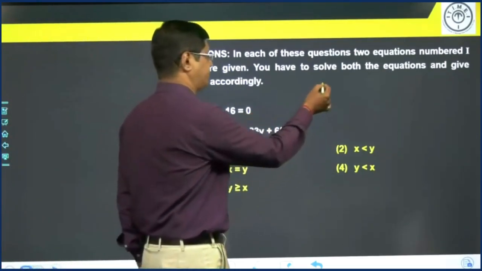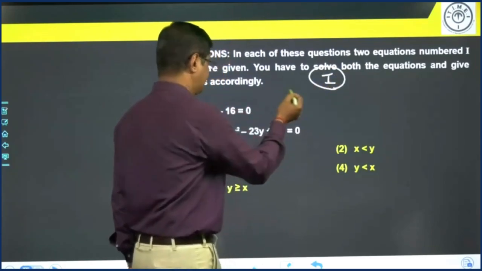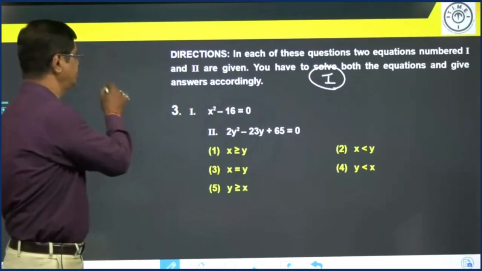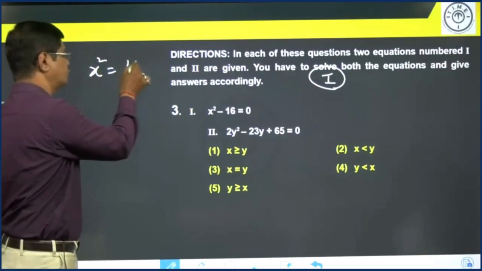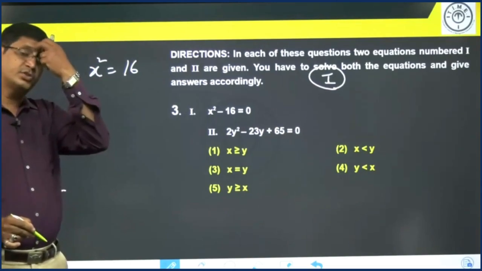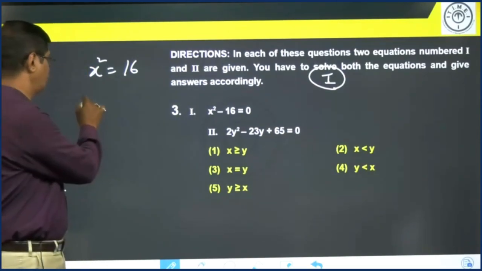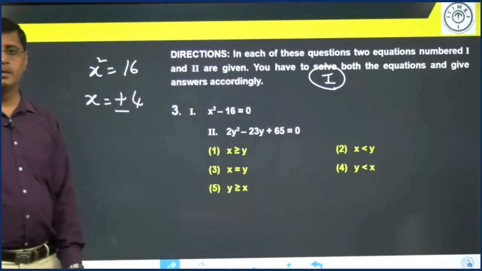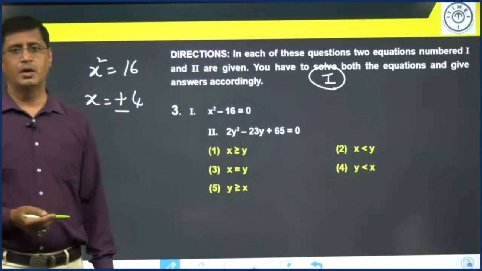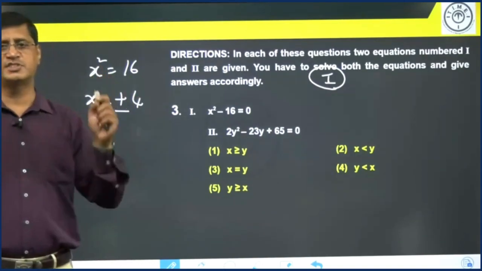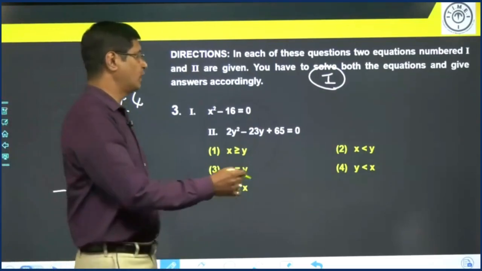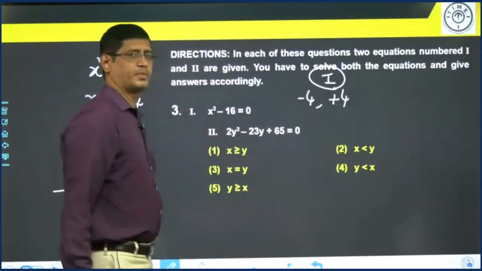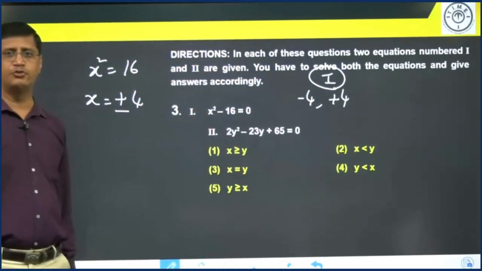Now, let me check here. First quadratic equation: x square minus 16 is equal to 0. That means x square is equal to 16. So x is equal to plus or minus 4. Plus 4 square is 16, minus 4 square is also 16. So x is satisfying two values: one is plus 4, the other one is minus 4. This is the value of x for the first equation.